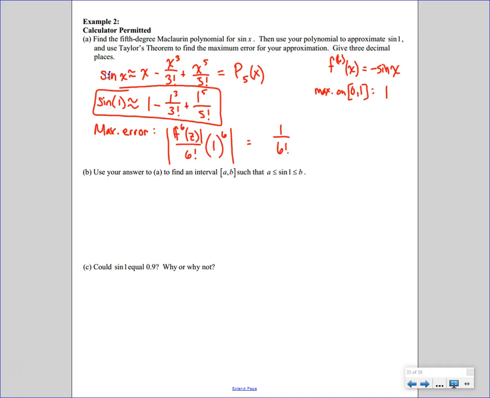Why did I plug in 1? Why isn't it x minus 0? Because I'm plugging in 1, right? X is equal to 1.